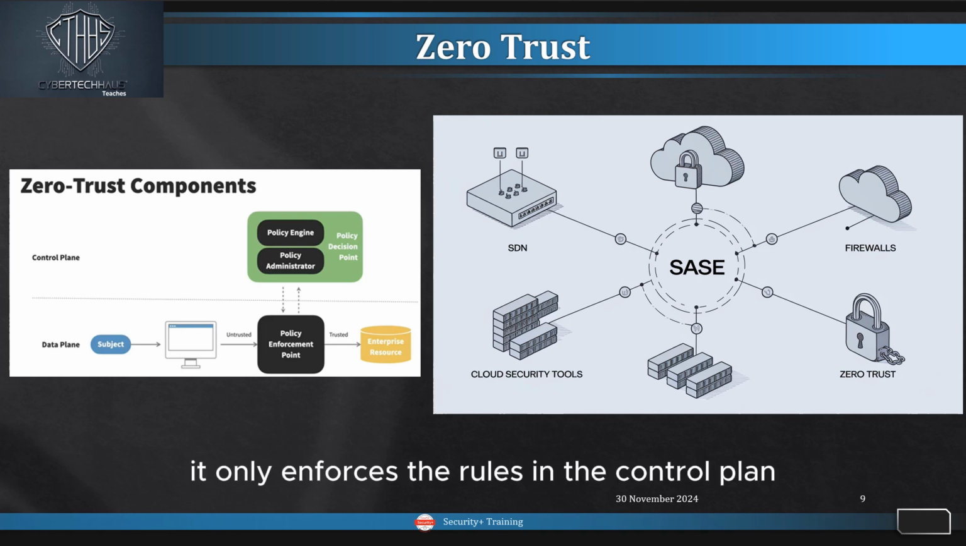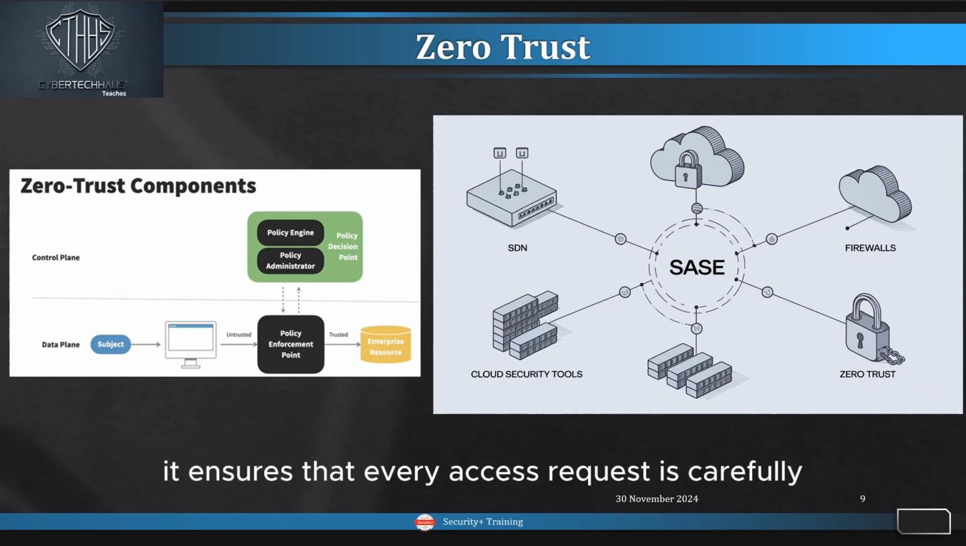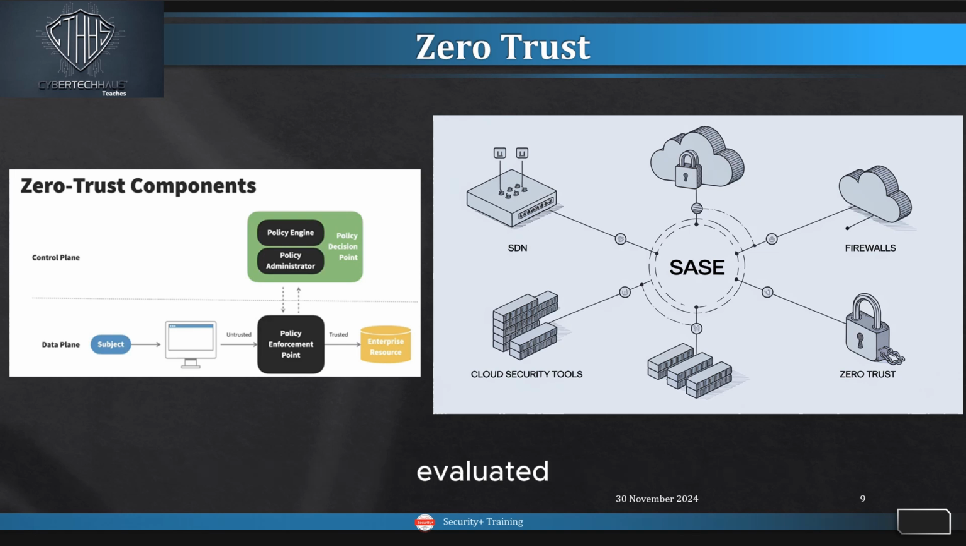In the control plane, a policy decision point, or PDP, has two parts: policy engine, which makes the access decision, and then there is a policy administrator, which tells the PEP how to enforce it. This process is the backbone of Zero Trust. It ensures that every access request is carefully evaluated.